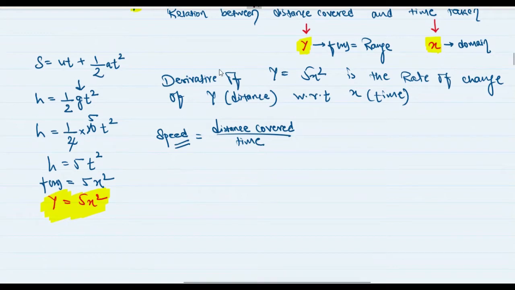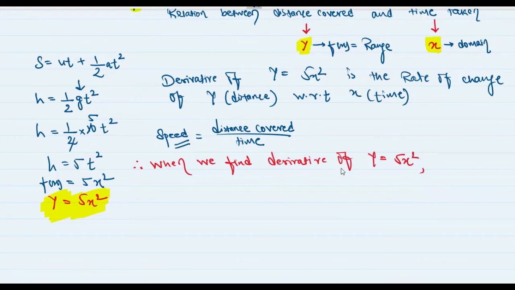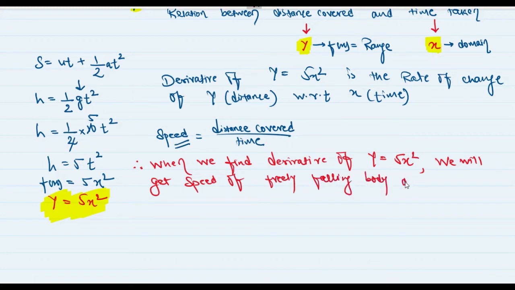Okay? When we find, let me write this, when we find the derivative of y is equal to 5x square, we will get the speed of a freely falling body at a given time. When we find the derivative of y is equal to f of y is equal to 5x square, we will get the speed of a body, freely falling body, at a given time.